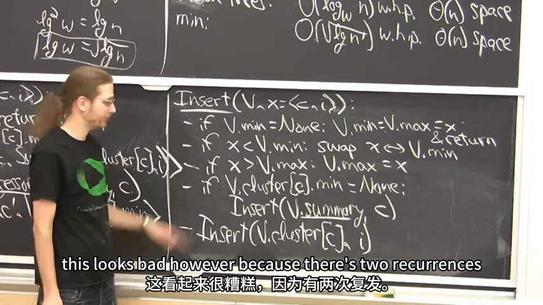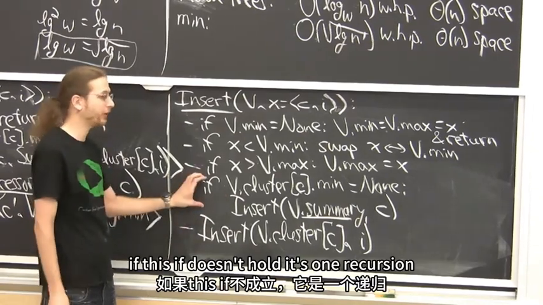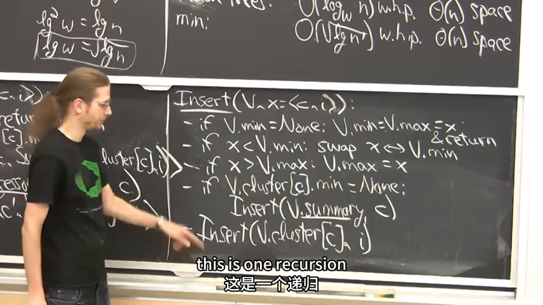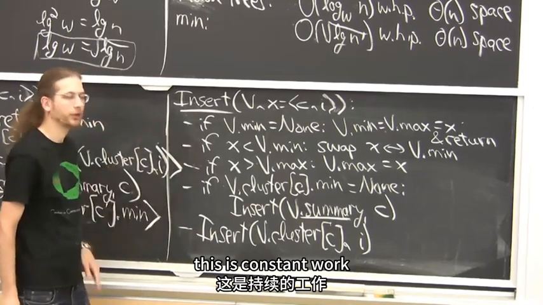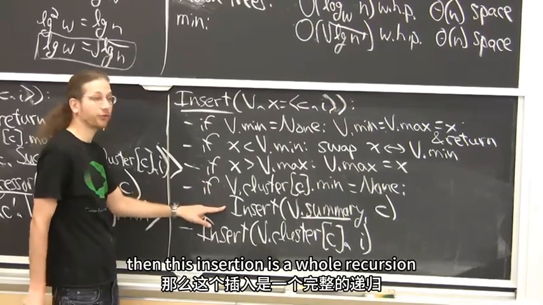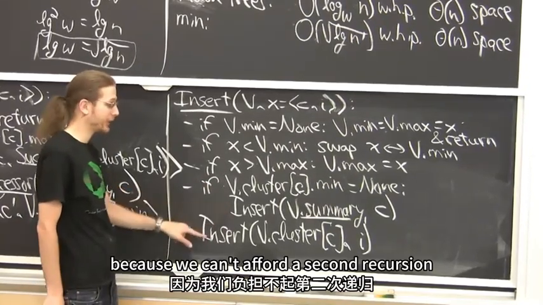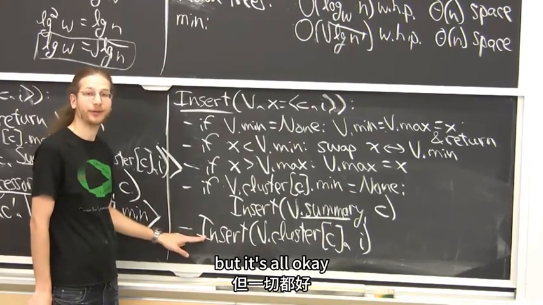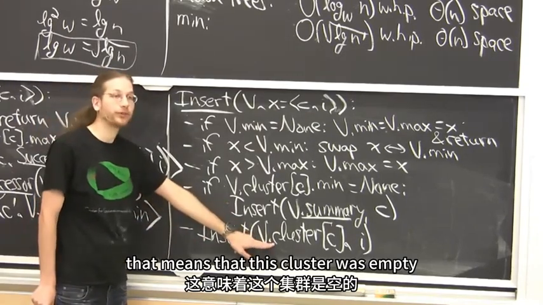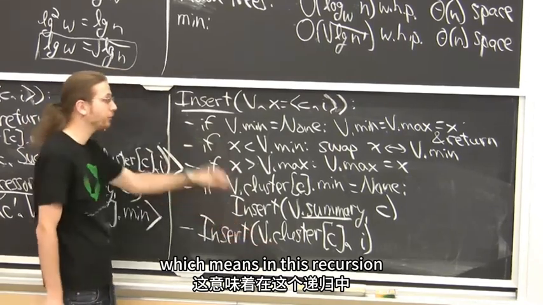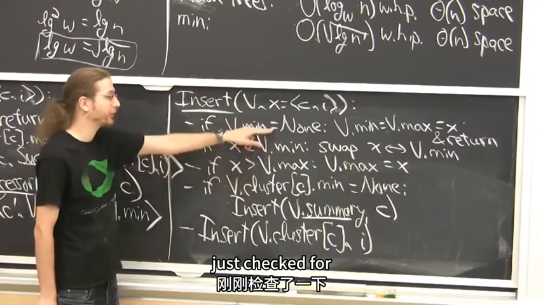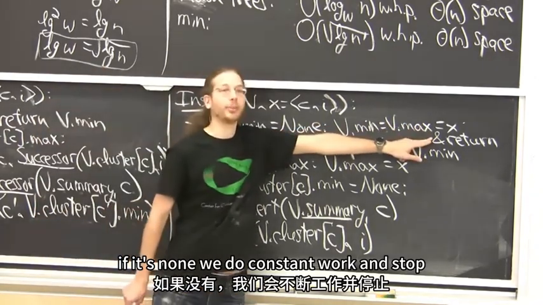This looks bad, however, because there's two recursions in some cases. If this if doesn't hold, it's one recursion, everything's fine. So if the cluster was already in use, great. This is one recursion. This is constant work. We're done. The worry is if the cluster was empty before, then this insertion is a whole recursion. That's scary because we can't afford a second recursion. But it's all okay because if we do this recursion, that means that this cluster was empty, which means in this recursion we fall into this very first case. That structure's min is none. That's what we just checked for. If it's none, we do constant work and stop.